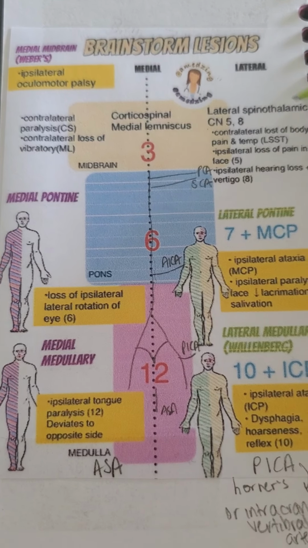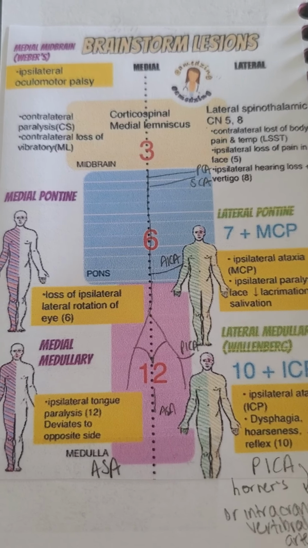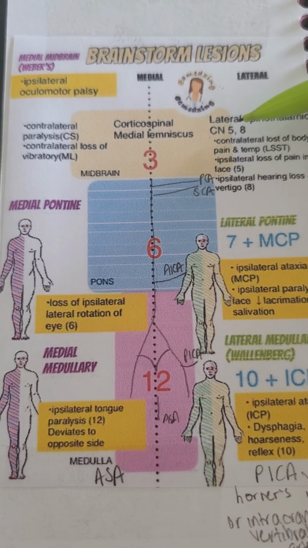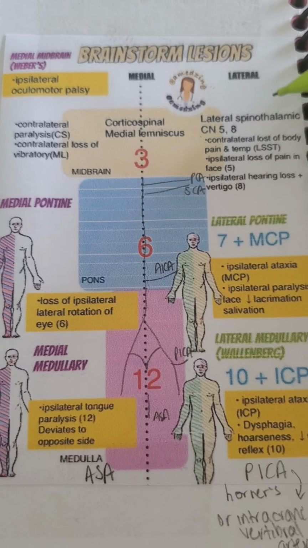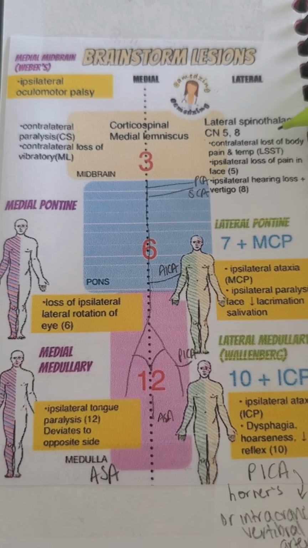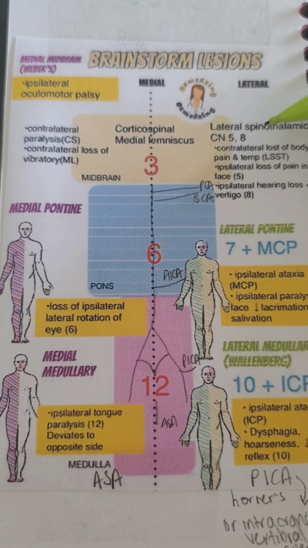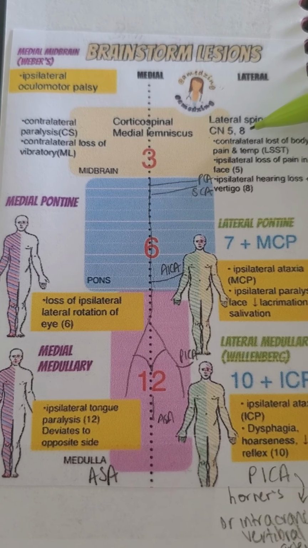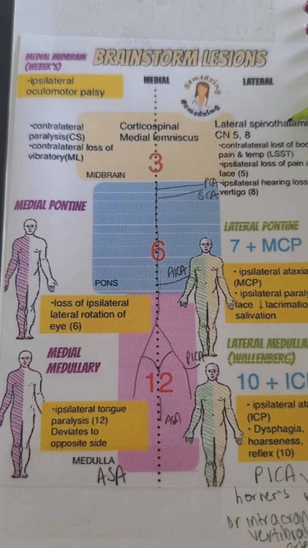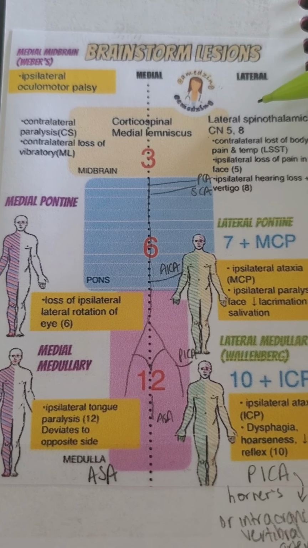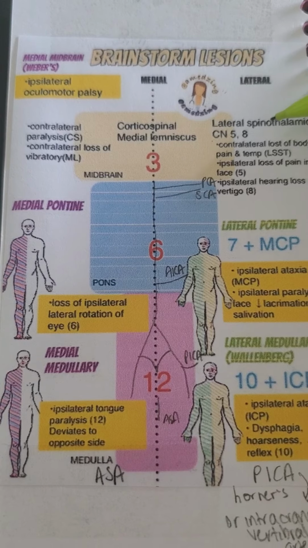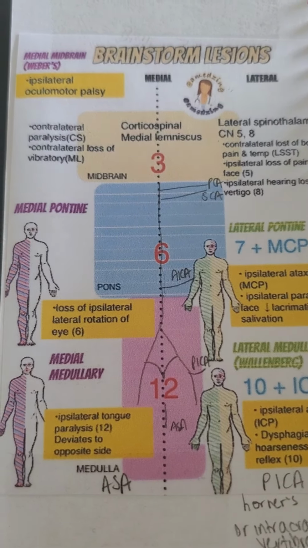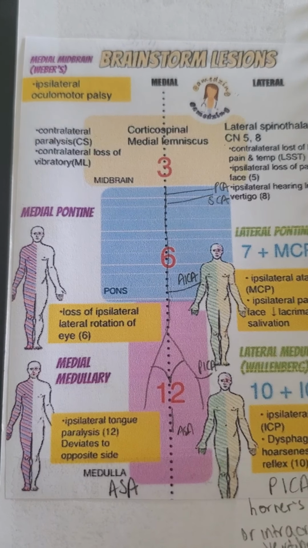Now for lateral lesions, we need to see whether the patient has lateral spinothalamic tract involvement or CN5 and CN8. Okay, so if the question says that the patient has ipsilateral loss of pain and temperature in the face, which is CN5, and also the patient has ipsilateral hearing loss, which is CN8, and they're talking about contralateral pain and temperature on the opposite side of the body, then we know we're dealing with a lateral lesion. So this is the first thing you need to do: identify whether it's medial or lateral, right?